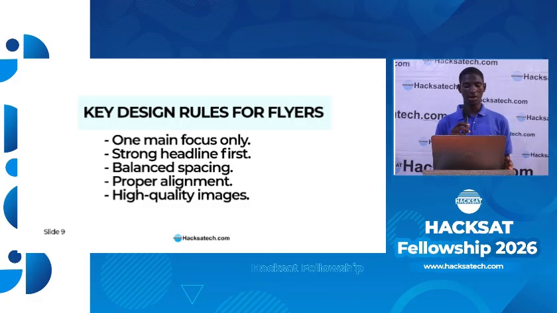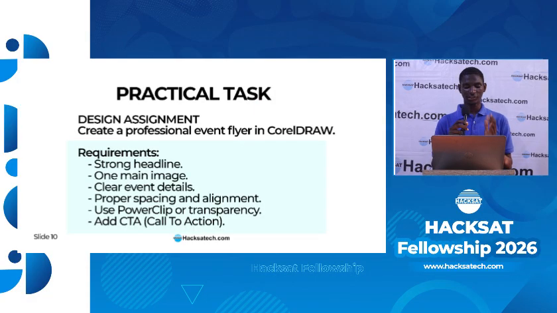Another rule is that you should have a strong headline first. If people look at your flyer, make sure that flyer has a very strong headline, and then there is balanced spacing. In your design, make sure you have well balanced spacing and proper alignment. Alignment is very important. Remember, we say when a design does not have alignment, it's not professional. So when you want to achieve a professional design, make sure you have proper alignment.